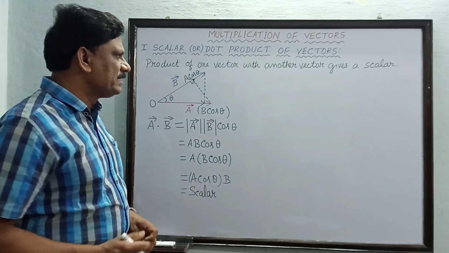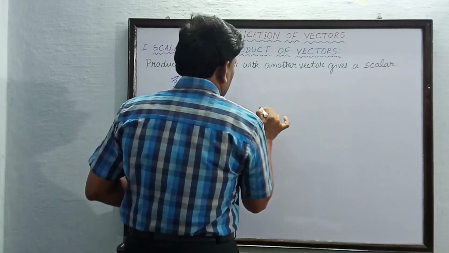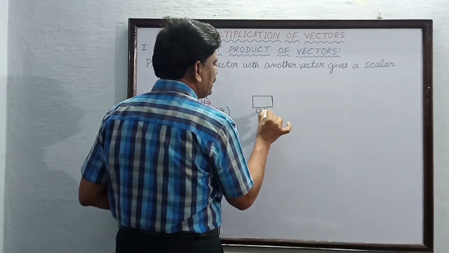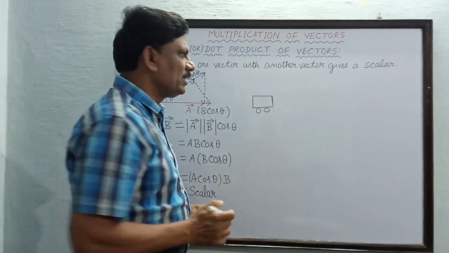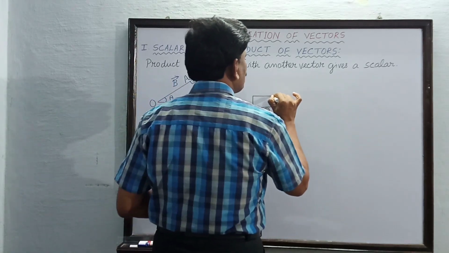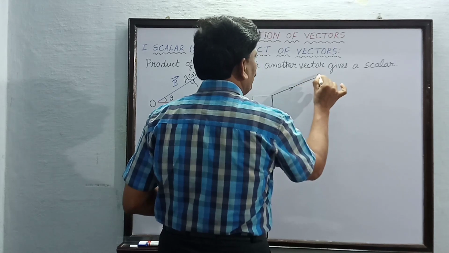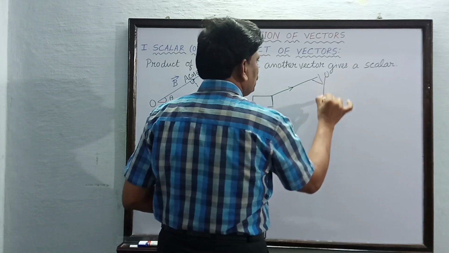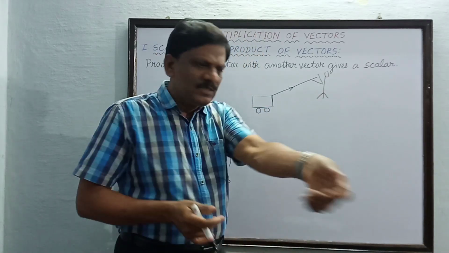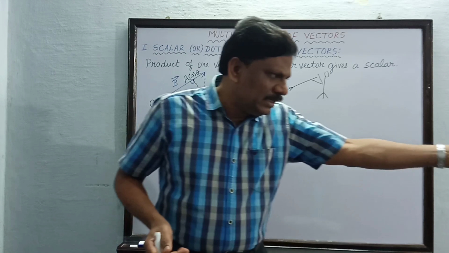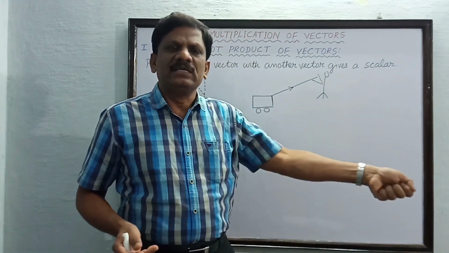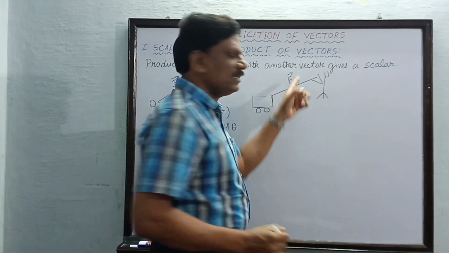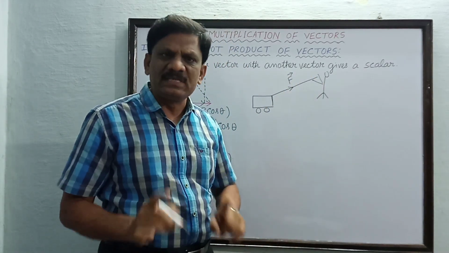Okay. Now the best example I will give you. Suppose this is a toy. This toy is tied by a string and the string is pulled by a child. A child is pulling the toy along the string. The child is exerting a force, so along this direction a force is exerted. This force is a vector quantity, is it not? Force is a vector quantity.